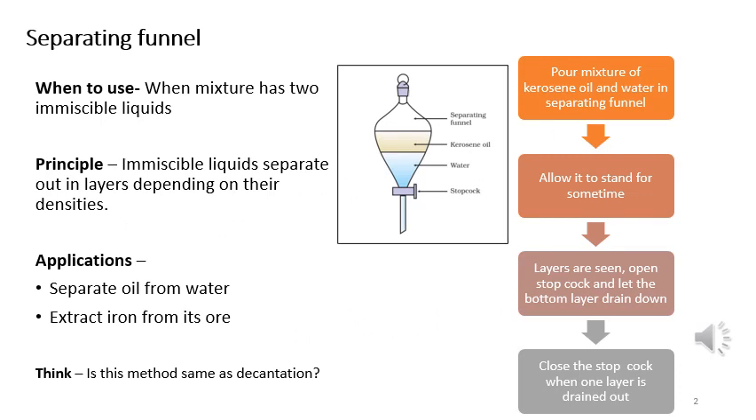Using a separating funnel to separate components of a mixture is possible when the mixture has two immiscible liquids. Immiscible means the liquids are not soluble in each other, and you can easily see their distinct layers. The principle used is that immiscible liquids separate out in layers depending on their densities.